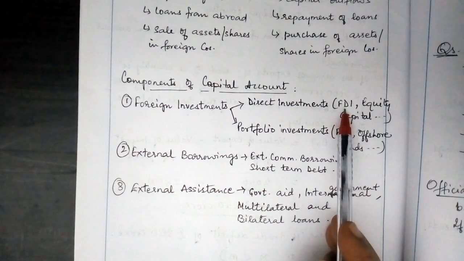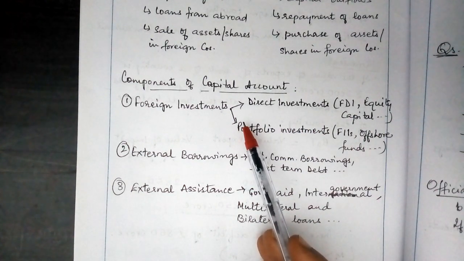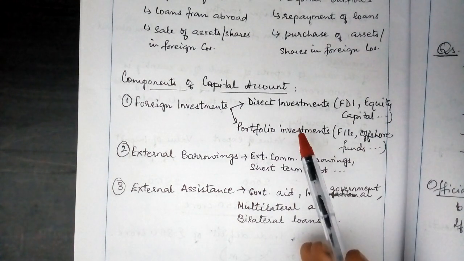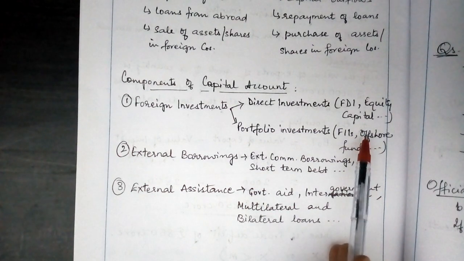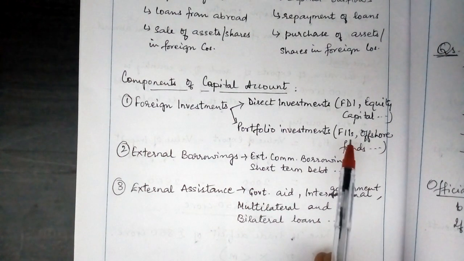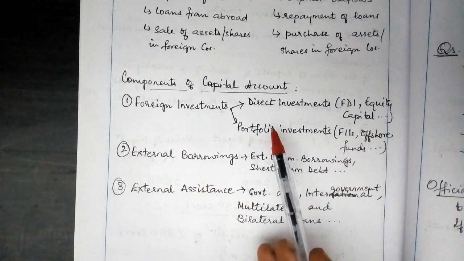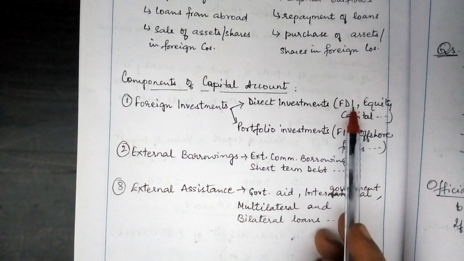The FDI relates to ownership of enterprises by non-residents in the domestic country. That means a foreign company has the ownership in the domestic country. Like the Walmart stores in India. So Walmart is a foreign company, an American company that has invested in India. So that is a foreign direct investment.